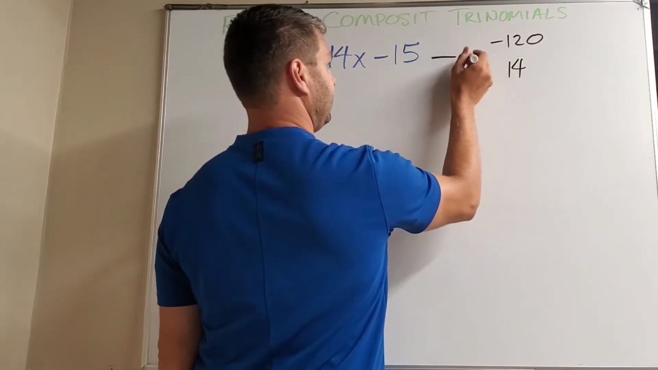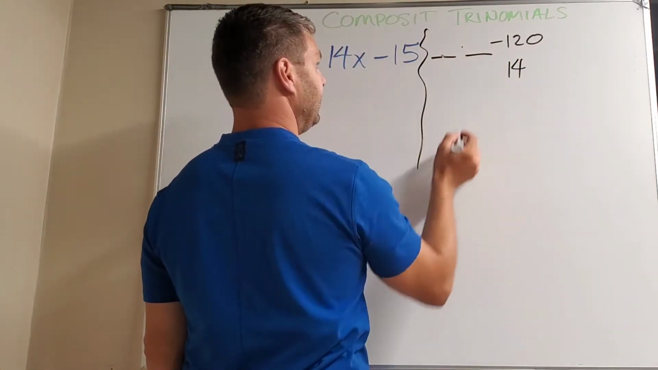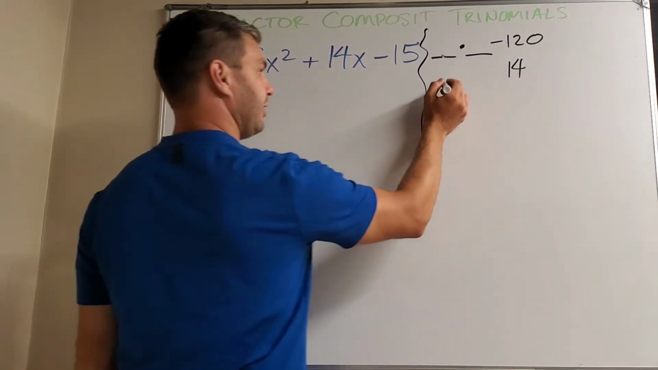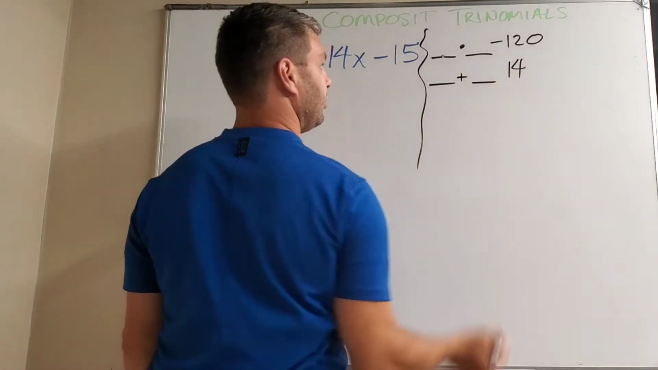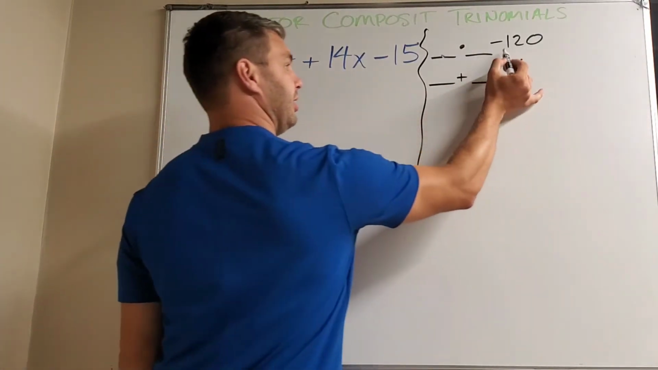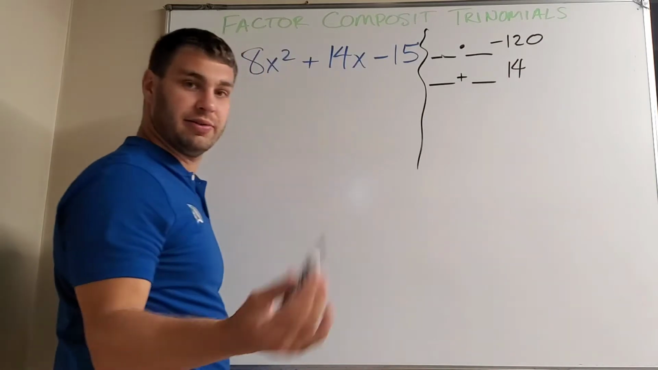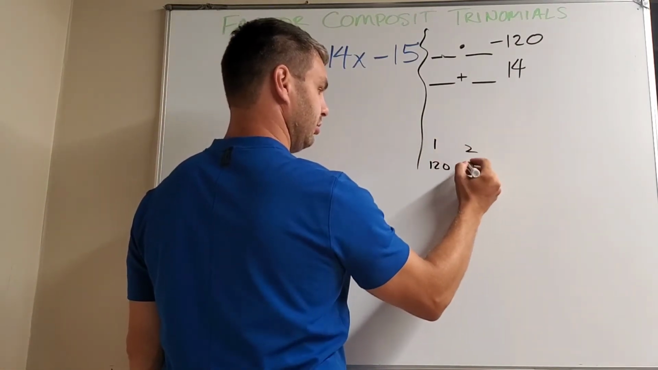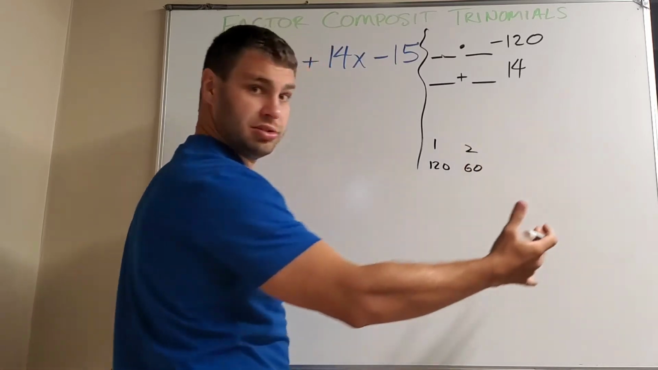So I need two numbers that, when I multiply them together, equal negative 120, and when I add them together, equal 14. Now the easiest way to do this is to take the number we have to multiply and write out its factors. What I mean by that is we have 1 and 120, 2 and 60, and so on.